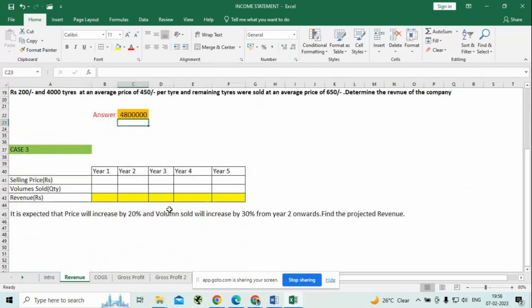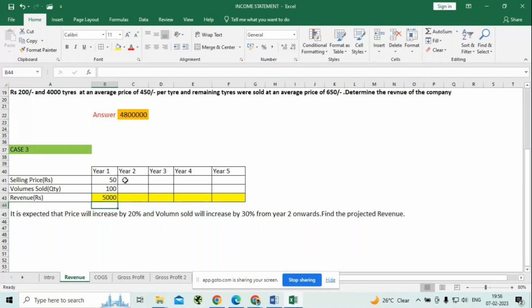So now here the case number 3. Let me take the first year price as 50 and the volume we have sold is 100. So the revenue is equal to 50 into 100. So it was 5,000. Now here it says it is expected that price will increase by 20% and volume will increase by 30% from the year 2 onwards. So how to do this calculation?